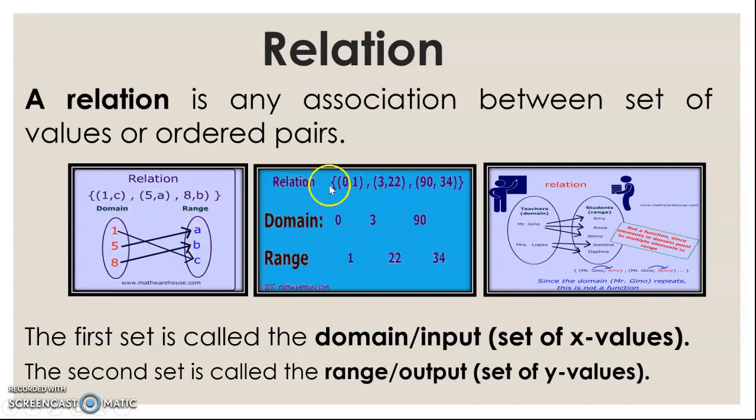Now, in our second example, our domain is paired with its corresponding range. So we have the domain as 0 that is paired or associated with 1. 3 is associated or is paired with 22. And 90 in our domain is paired or associated with 34 in our range.